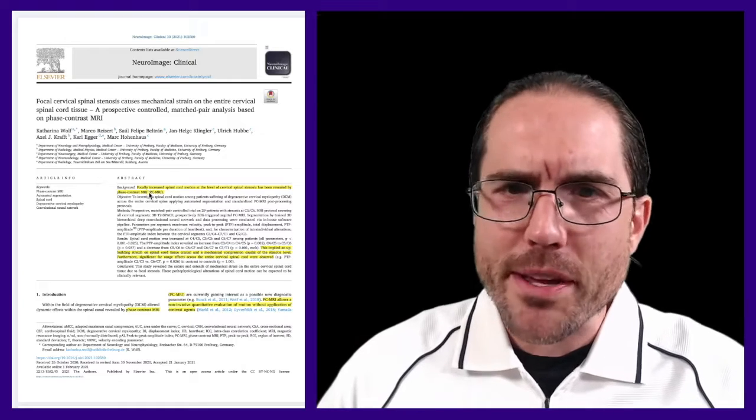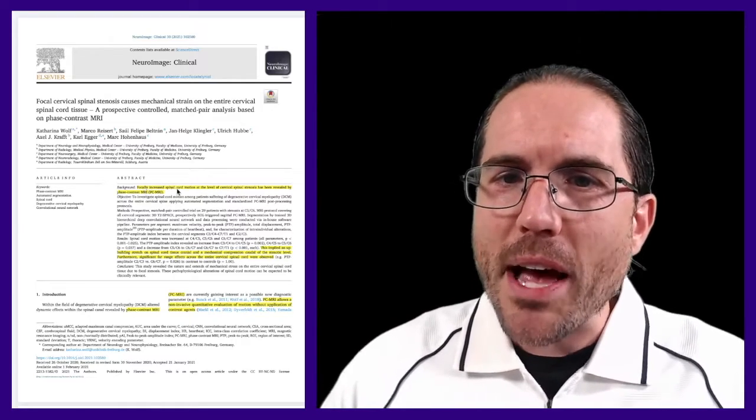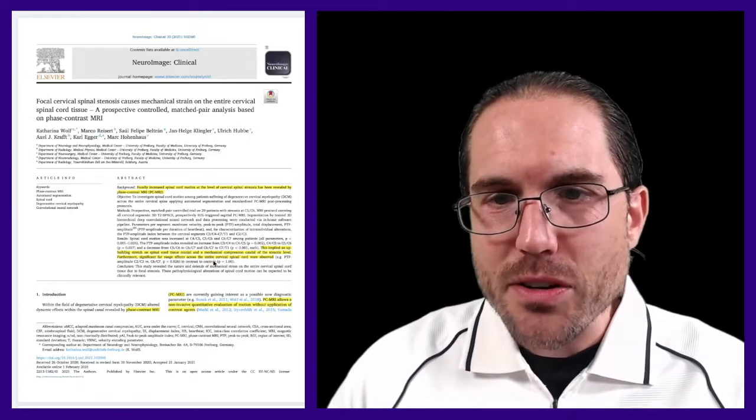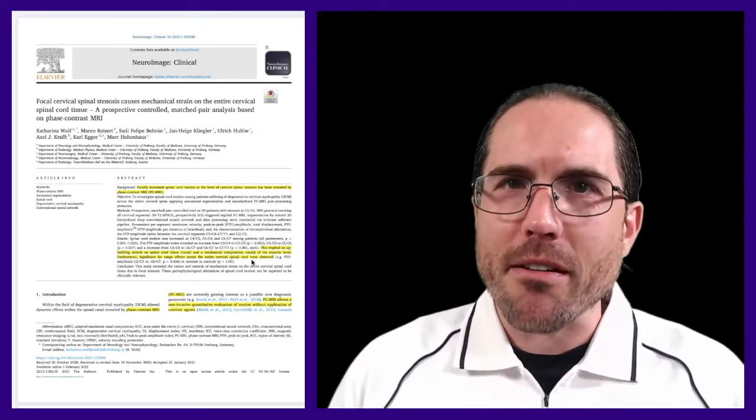So the good news, not too much for me to read from the summary. Nevertheless, here we go. Focally increased spinal cord motion at the level of cervical spinal stenosis has been revealed by phase contrast MRI, which is going to be known in this article as a PC MRI. This implied an upbuilding stretch on spinal cord tissue cranial, and mechanical compression caudal of the stenotic level. Furthermore, significant far-range effects across the entire cervical spinal cord were observed. Okay, cute. Arguably, you could say you got more information out of the title.